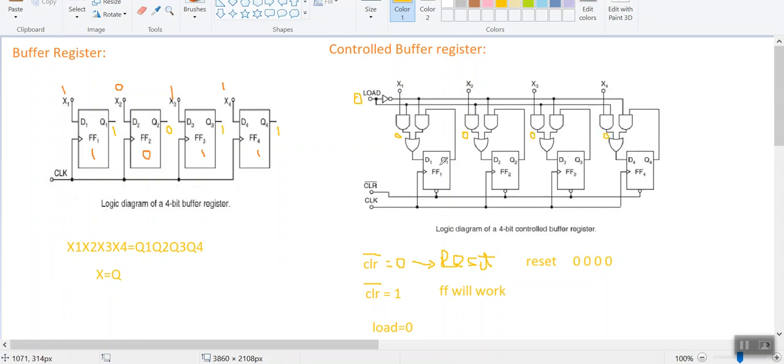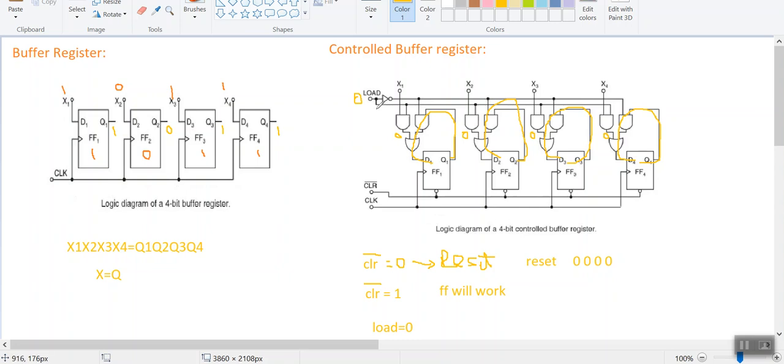Therefore we can understand that Q1 is again given to the input. Q2 is again given to the input. You can observe Q2 is directly connected here, Q1 is directly connected here, and Q3 is again connected to this. It means that the previous state exists as the next state only. So the storing of information is taking place when load is equal to 0.